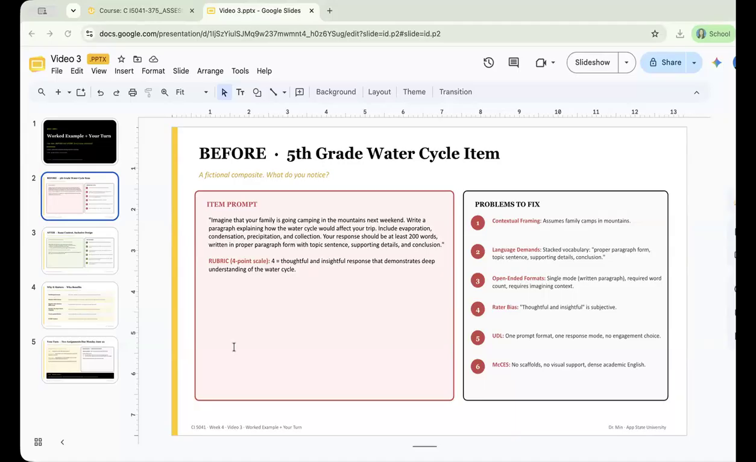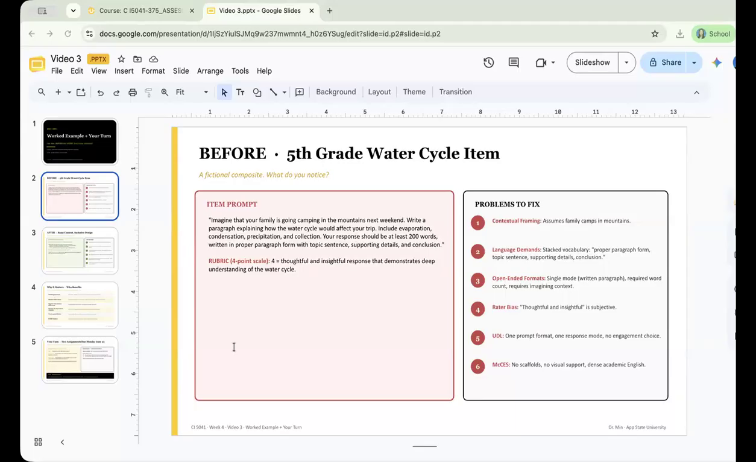Problem 2, language demand. Look at the stack of vocabulary. Proper paragraph form, topic sentence, supporting details, conclusion. Each of those terms requires the student to remember a specific writing convention before they can even start writing about science. The science thinking is buried under the writing instructions. Problem 3, open-ended formats. The format requires one specific mode, a written paragraph with a specific word count, and asks the student to imagine a scenario they may not relate to. There's no choice in topic or response mode.